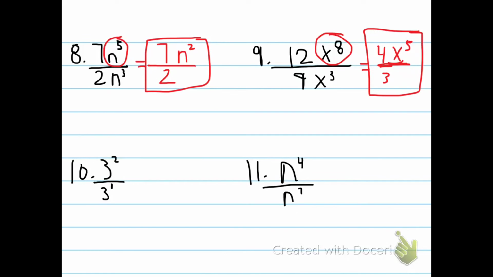Number 10 is pretty easy, so it's just 3. And then 11, you have an n, and then you have a negative 3.